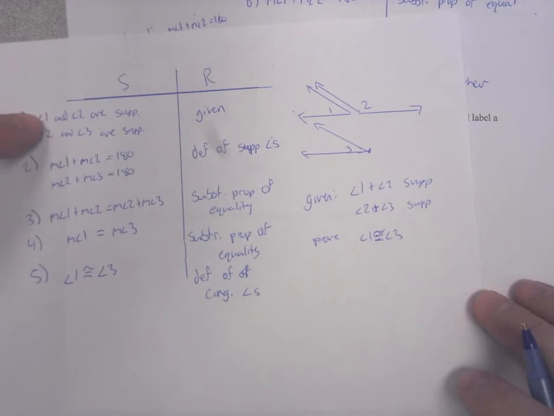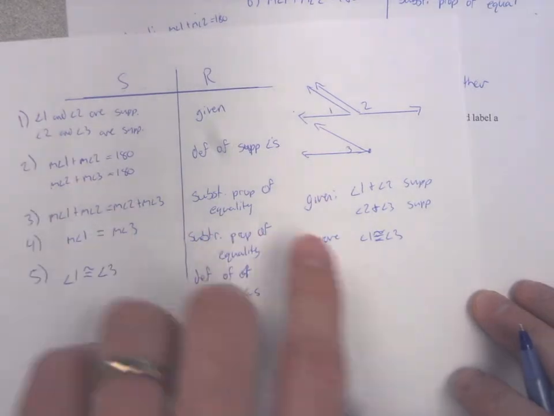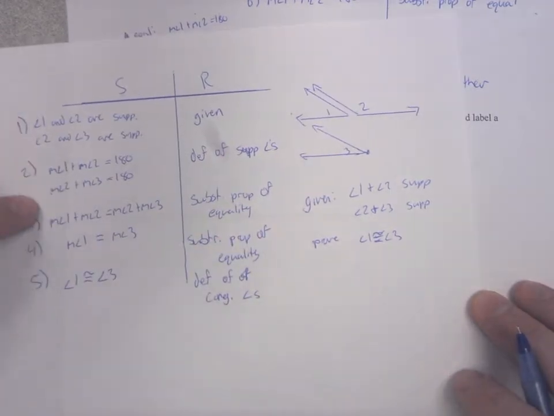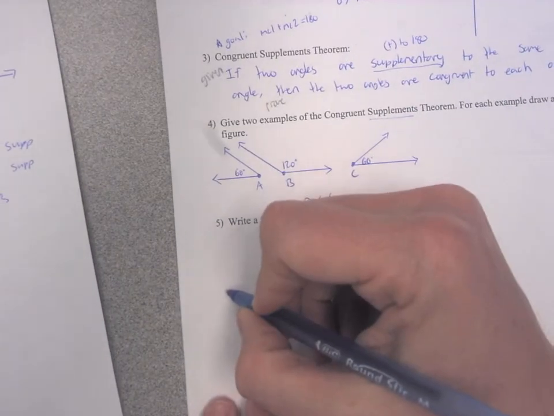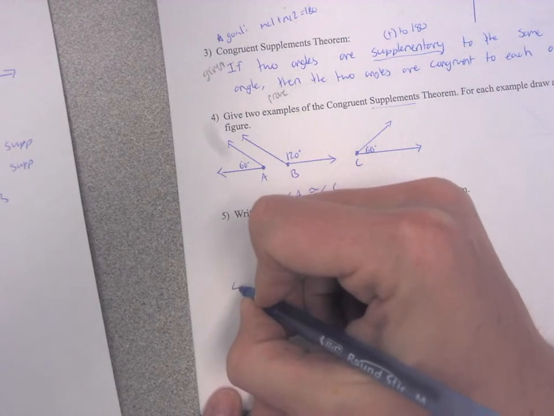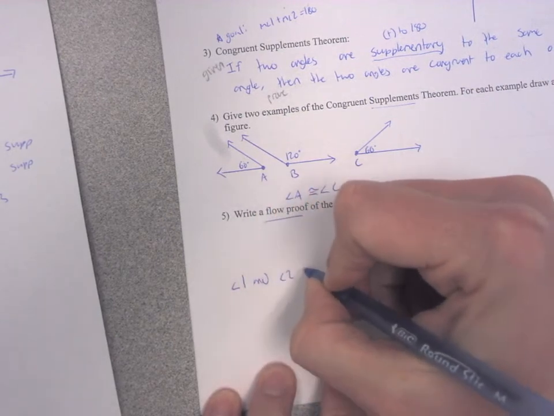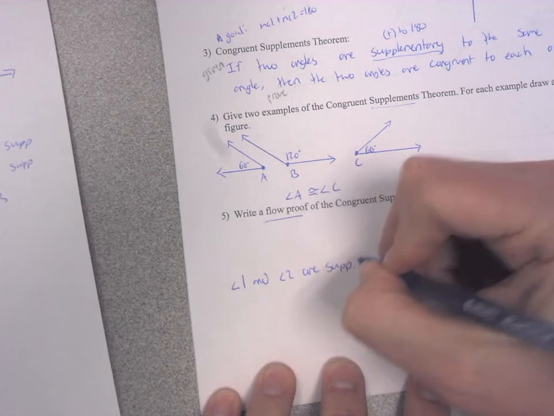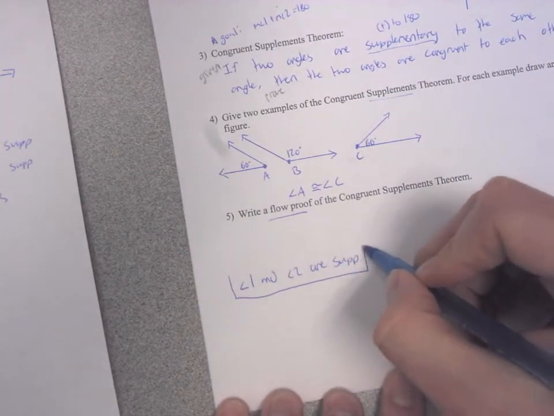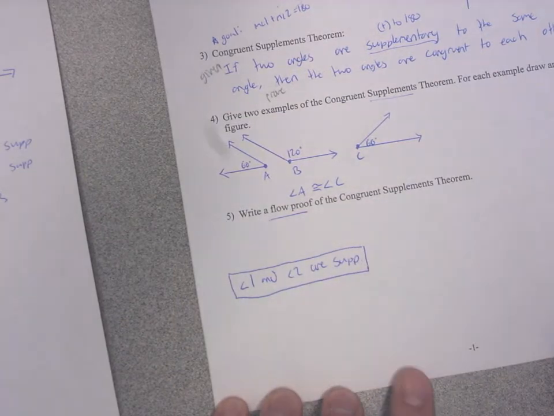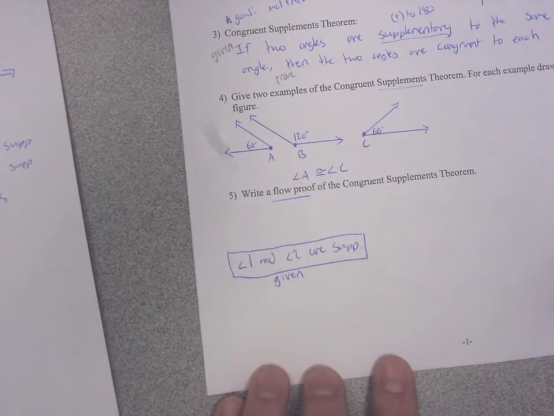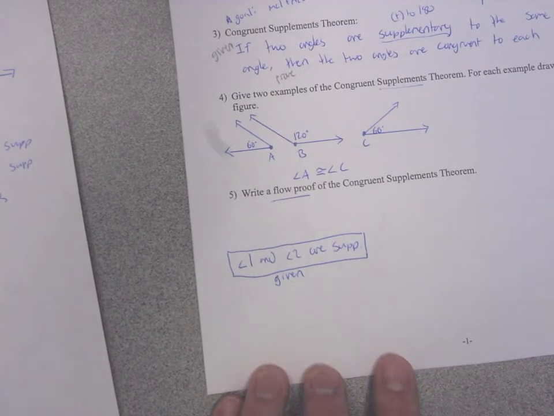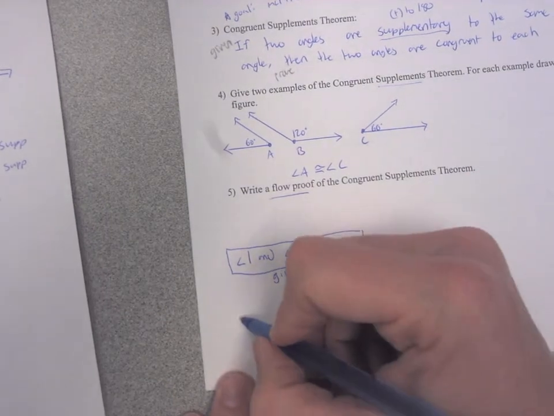So let's start with statement 1. Angle 1 and angle 2 are supplementary, and also angle 2 and angle 3 are supplementary. Since we're talking about two different equations here, we're going to make these into two different boxes. My first statement is that angle 1 and angle 2 are supplementary, and I'm going to put that in a box like this. Under that box, I'm going to write the justification, which was given. So instead of writing them on the left and the right, I do box and then justification underneath.